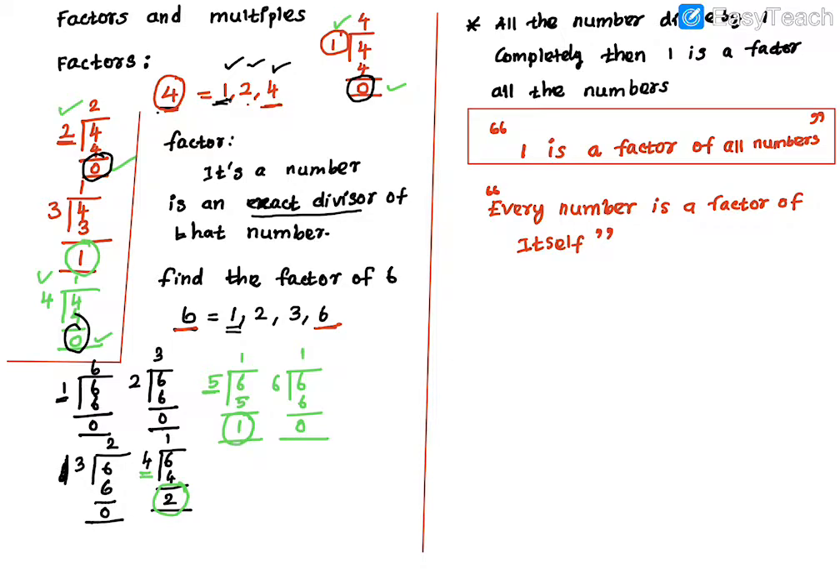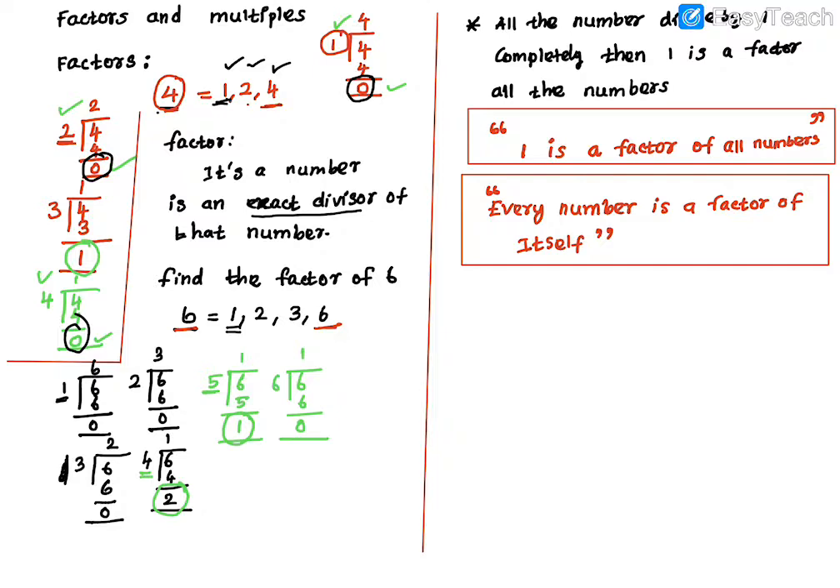Okay, so I'll make this one as a table. Every number is a factor of itself. That means if I take 1, 1 is a factor of itself. If I take 2, 2 is a factor of itself, 2. If I take 3, 3 is a factor of itself, 3. Okay, so this is the fact about this one.